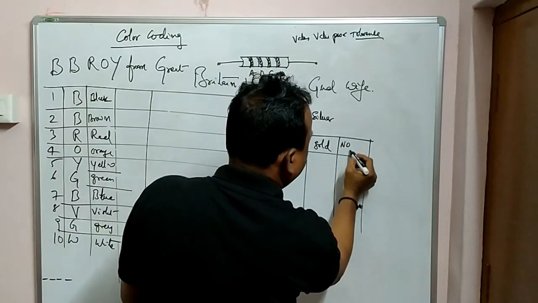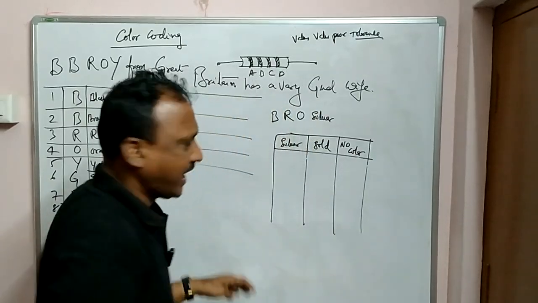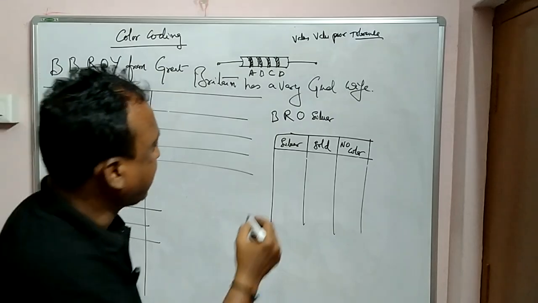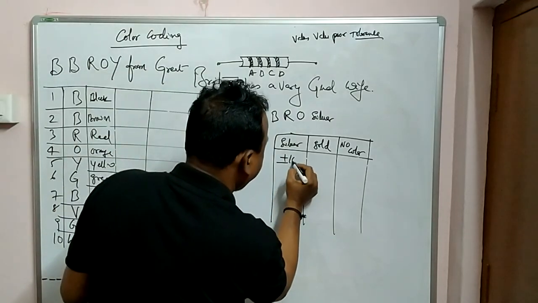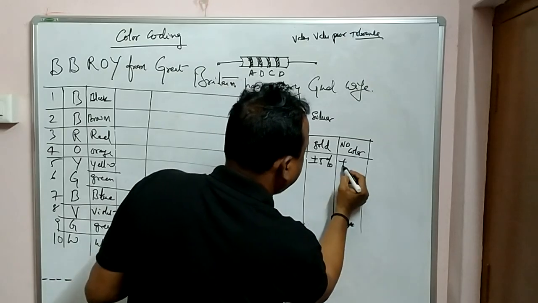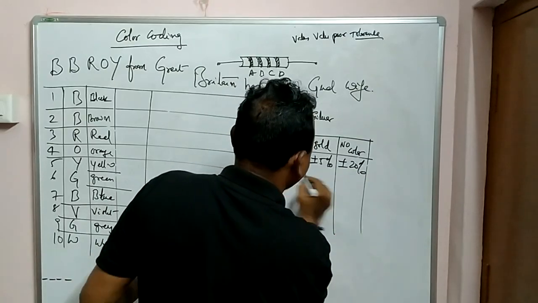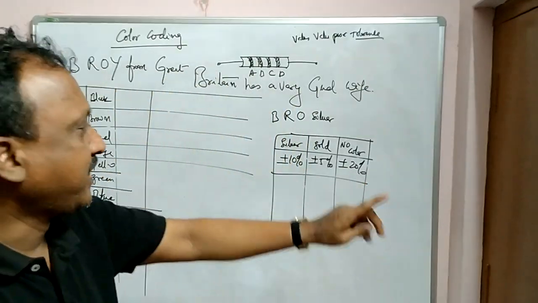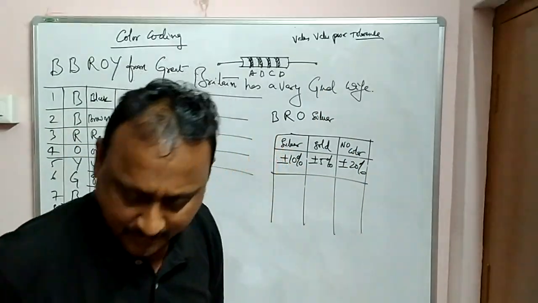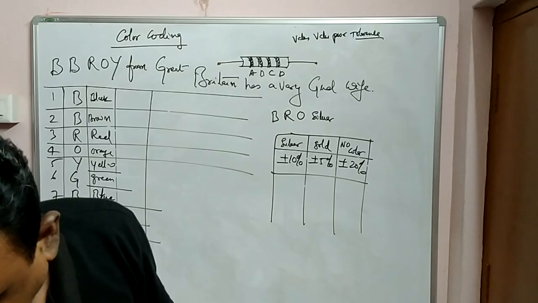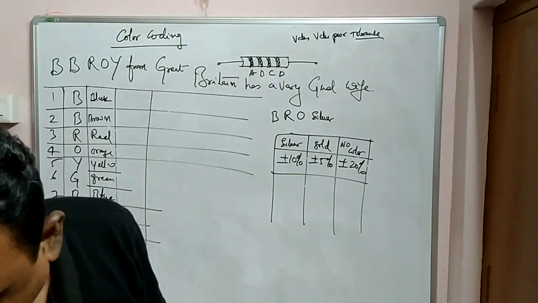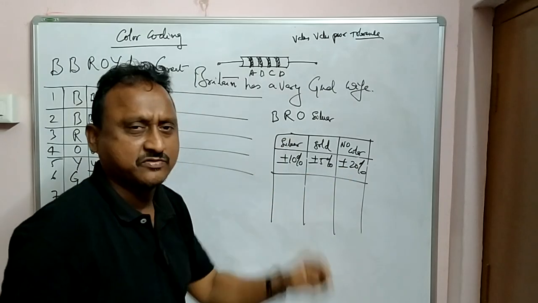gold, no color. Okay. So if we take the tolerance value, for example, for silver it is taken as plus minus 10%. Gold plus minus 5% and no color plus minus 20%. Please remember it in this fashion. Silver has plus minus 10% error. Please make a note: silver plus minus 10%, gold plus minus 5% tolerance, and if it is no color, plus minus 20%.